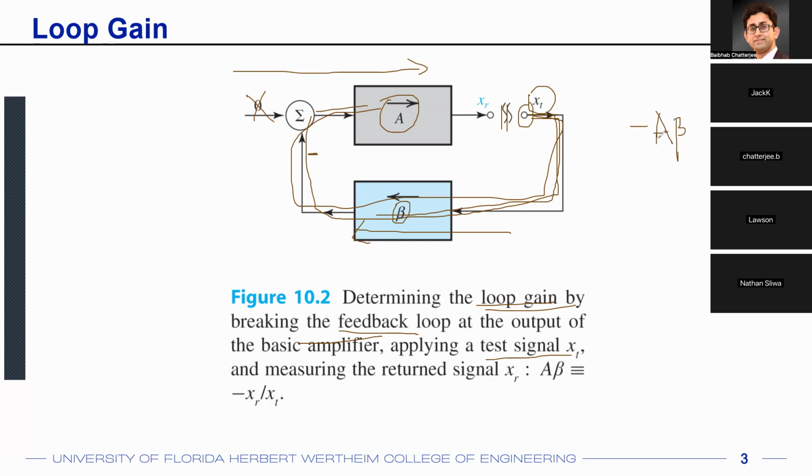Now, if you want to find out the absolute value of that gain, generally we say that the absolute value of the gain is just A beta, and that's the absolute value of the loop gain that you have.